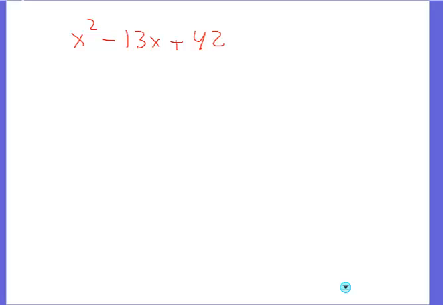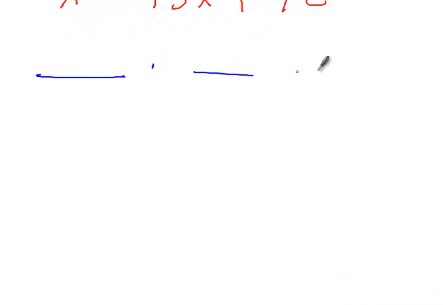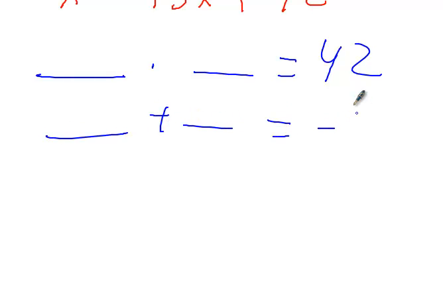Now I have a trinomial. All right? First thing, let's see, can we pull out a GCF? The answer is no. But since the coefficient is 1, we need two numbers that multiply to 42 that are going to add to negative 13. Again, we have to set it equal to 0 since we're going to solve. All right, 42 and negative 13, the numbers are going to be negative 6, negative 7.